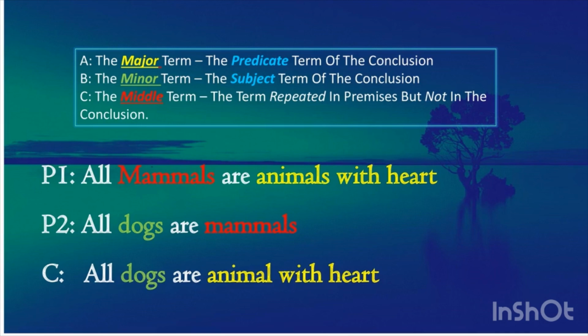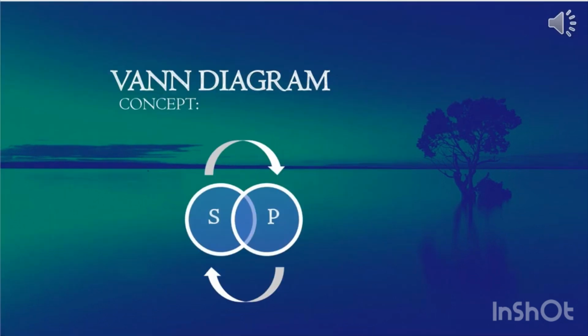So as you see, there is no middle term in the conclusion, and the conclusion is made of the major and minor terms, which are the predicate and the subject. The predicate is animals with heart and the subject is dogs. There is no middle term in the conclusion because the term repeated in the premises but not in the conclusion is the middle term.